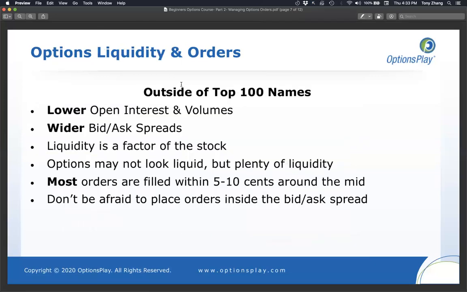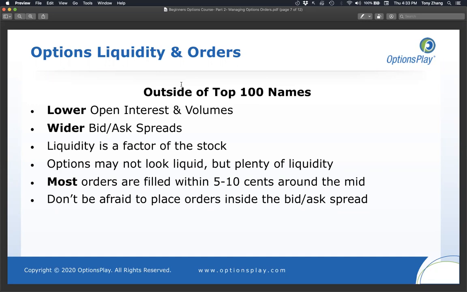Okay, so let's talk a little bit about options liquidity. So now we know that options have bid-ask spreads. The less liquid something is, the wider the bid-ask spreads. The more liquid something is, the tighter the bid-ask spread. So let's talk a little bit about liquidity, because this is a common misconception that I see from many investors.